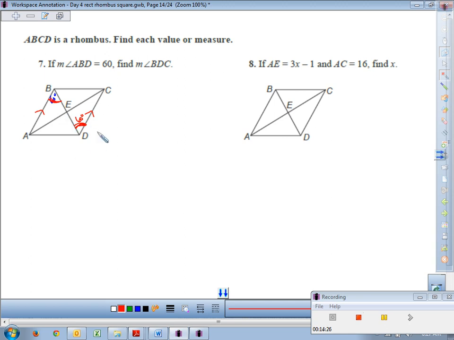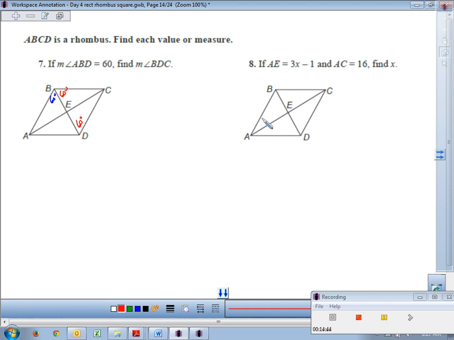You also got parallel lines all over the place with this rhombus. You could have used symmetry if you wanted to and said, hey, if that's 60, this has got to be 60, and this has got to be 60 based on symmetry also. But any which way around it, you'd get 60 degrees.